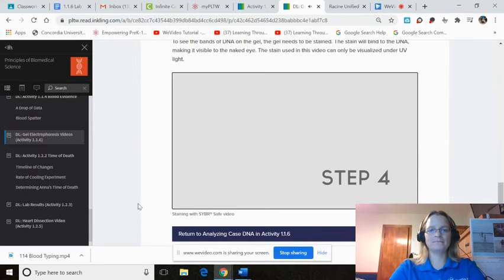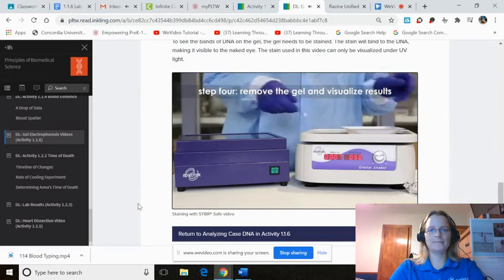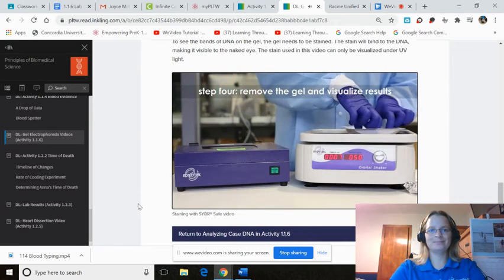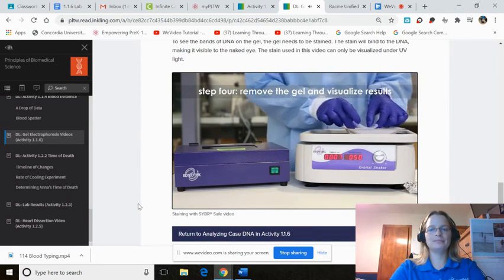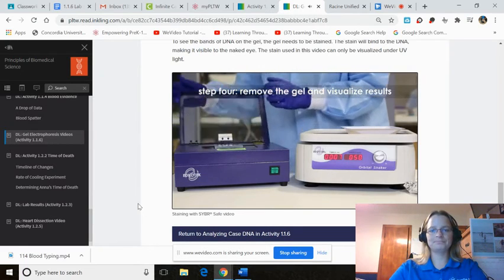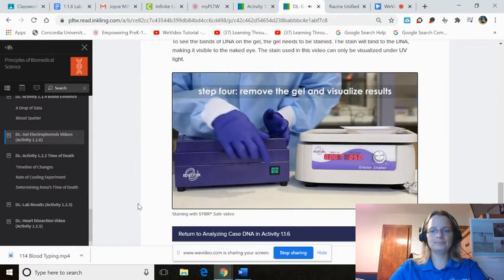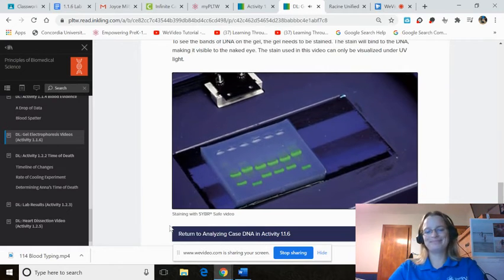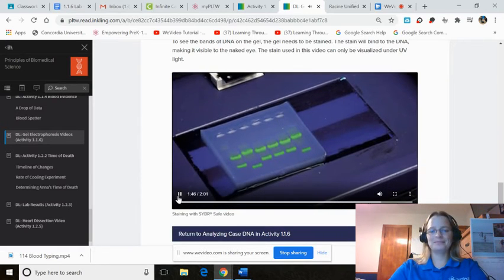Step 4. Remove the gel from the staining solution and visualize the results using the UV transilluminator. The DNA bands will appear red green against a dark background.